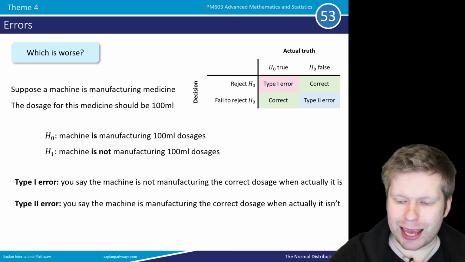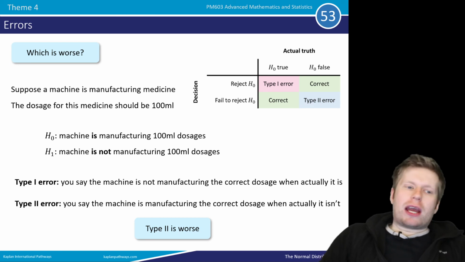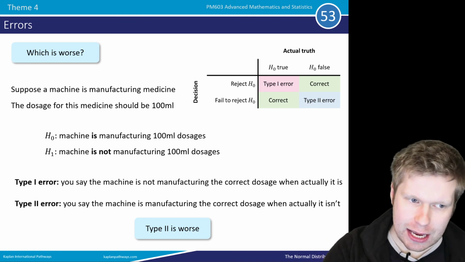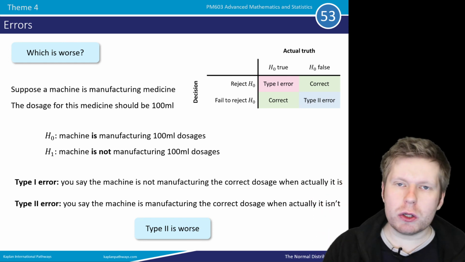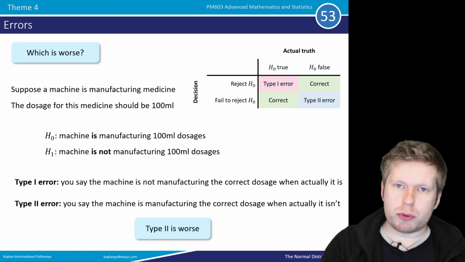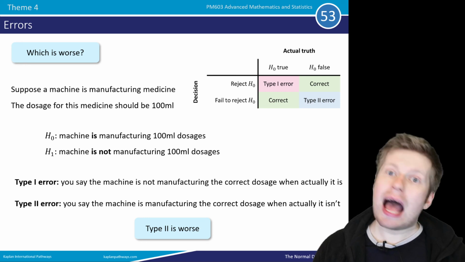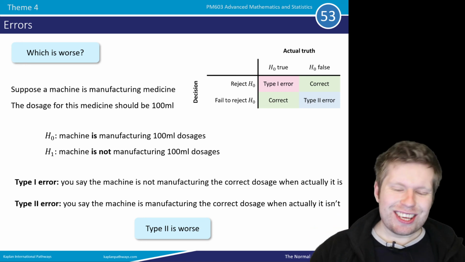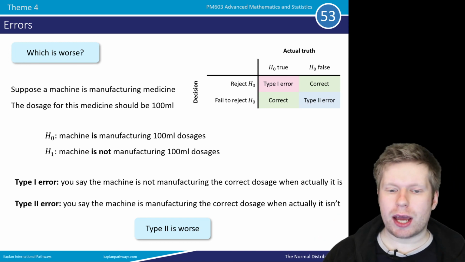Now, what's worse, okay? Well, I think a type 2 is worse, okay? In this particular example, manufacturing medicine, it's imperative that each person gets the correct dosage, because if they get the incorrect dosage, then they can end up dying. Like if they end up with a dosage like 1,000 milliliters, 10 times the dosage they're supposed to get, that can end up killing them. So obviously it's imperative that the patient gets exactly the right dosage, okay?